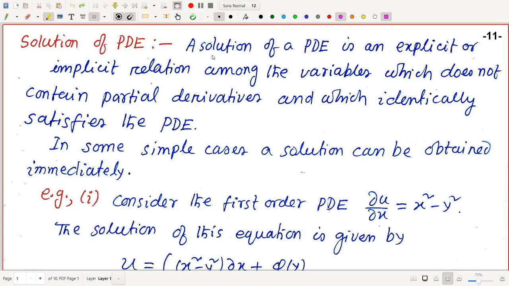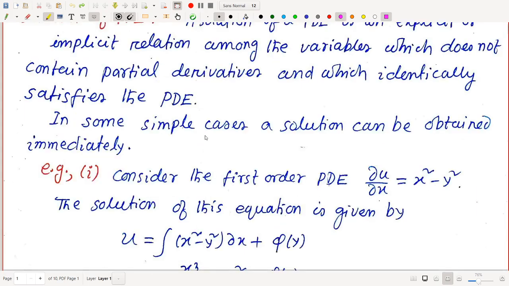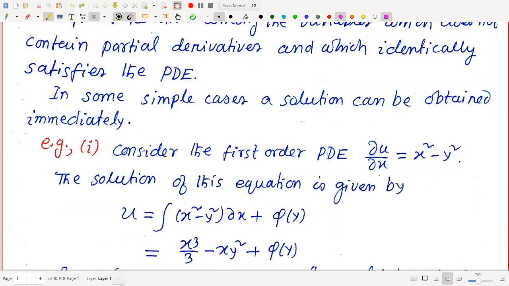Solution of PDE. A solution of a PDE is an explicit or implicit relation among the variables of the PDE, of course, which does not contain partial derivatives and which identically satisfies the PDE. Identically satisfies means the PDE is satisfied by all values of the variables in a certain region. In some simple cases, a solution can be obtained immediately.